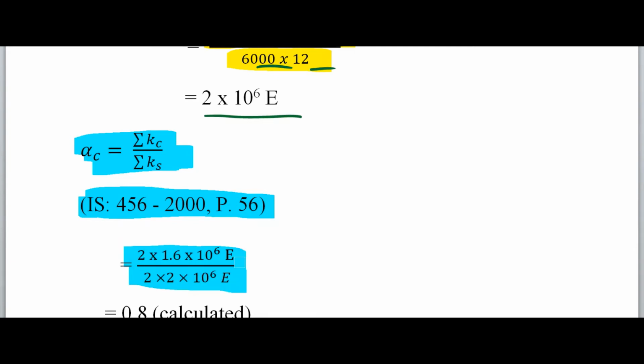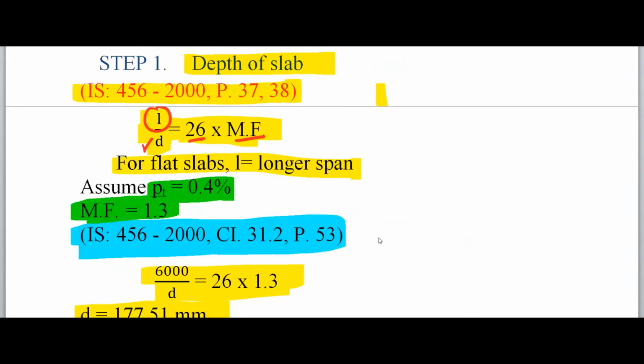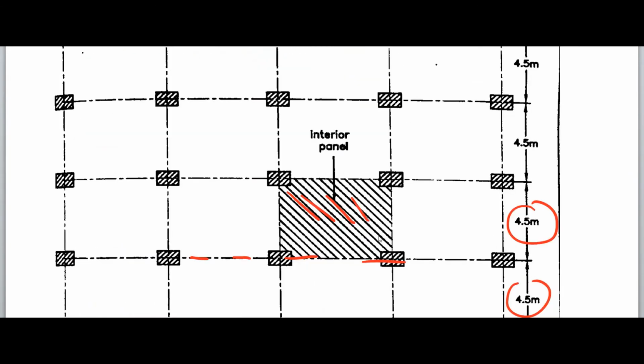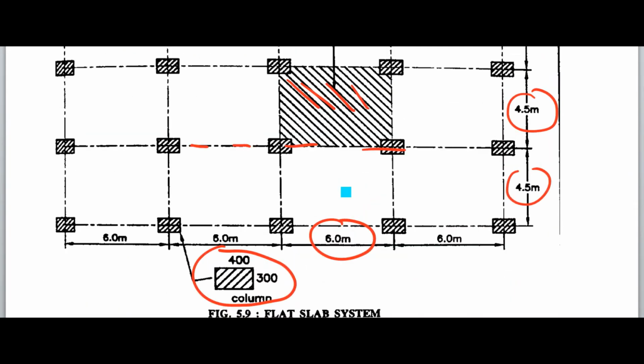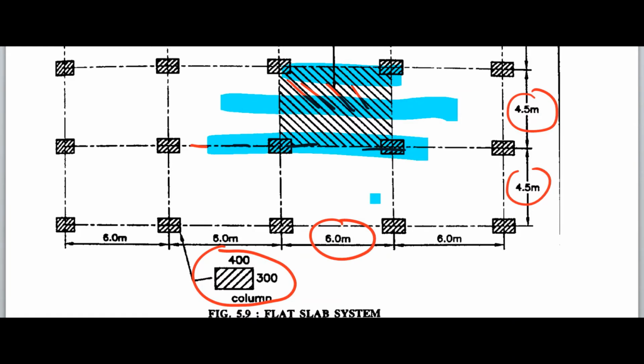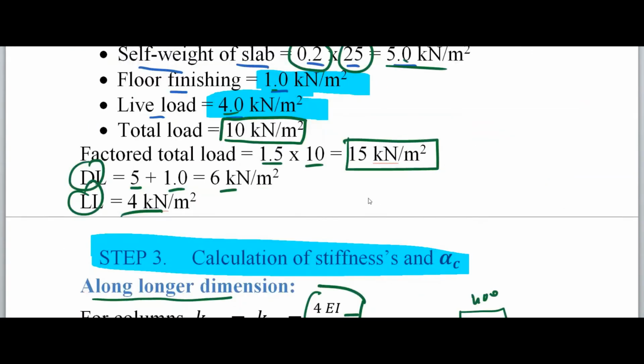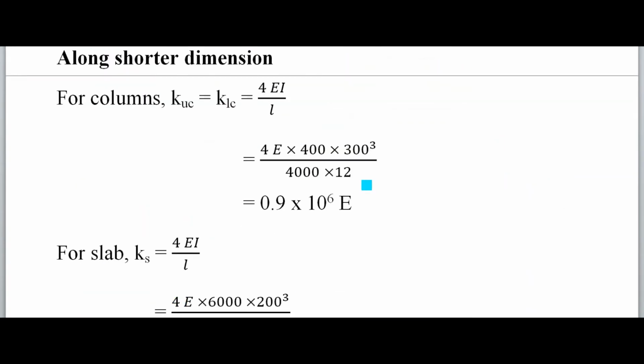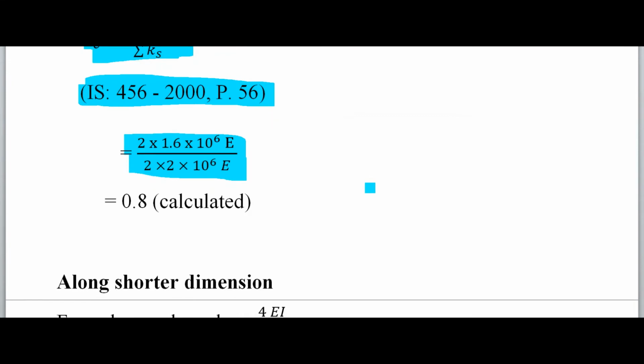This is multiplied by 2. Why? In this equation, the summation of sigma Kc and sigma Ks is multiplied by 2, because we have 2 columns in one direction. Imagine here is a panel and this is the longer direction, this by 2 and that by 2. That's why we multiply by twice, because we have 2 columns in the same direction and 2 slabs in the same direction. So 0.8 is calculated.